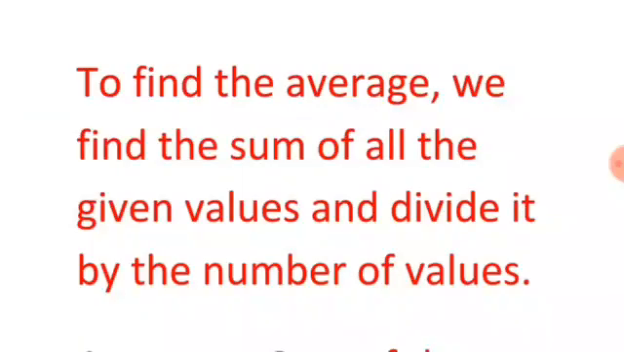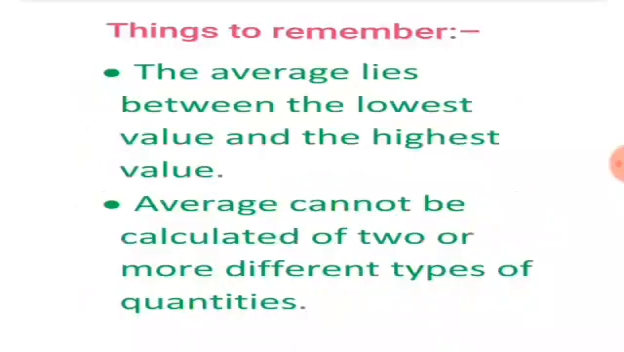To find the average, we find the sum of all the given values and divide it by the number of values. Here, things to remember: the average lies between the lowest value and the highest value. And the second one is, average cannot be calculated of two or more different types of quantities.